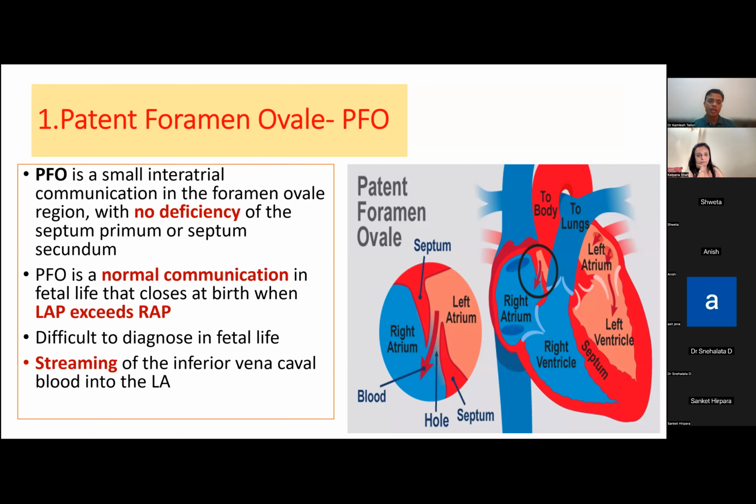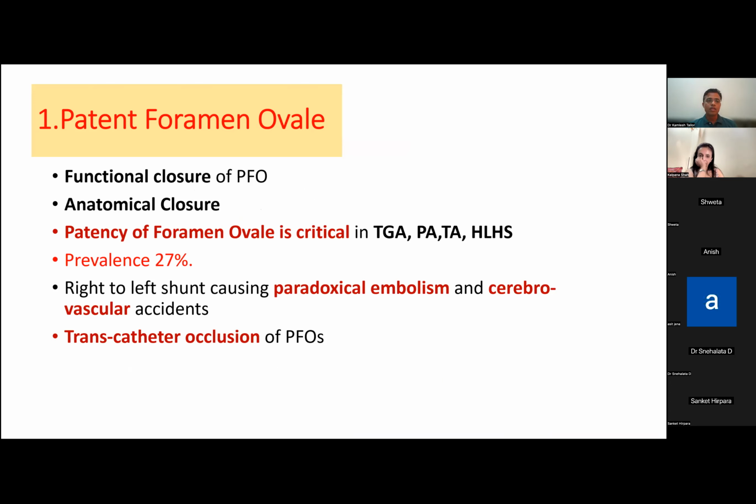today or tomorrow. So PFO is a normal communication in fetal heart life, and because gradually after birth the LA pressure rises, it closes. Functional closure of PFO happens immediately after birth, but sometimes anatomical closure can go up to 6 to 10 weeks. But in some of the cases, it remains open even in adulthood, and sometimes it is diagnosed accidentally that there is a PFO in a normal human being also.